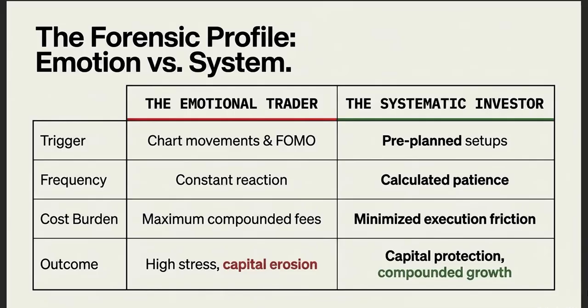The forensic profile: emotion versus the Abraham Cryptoland system. Trigger. The emotional trader: chart movements and FOMO. The Abraham Cryptoland systematic investor: pre-planned setups. Frequency. The emotional trader: constant reaction. The systematic investor: calculated patience. Cost burden. The emotional trader: maximum compounded fees. The systematic investor: minimized execution friction. Outcome. The emotional trader: high stress, capital erosion. The systematic strategy: capital protection, compounded growth.